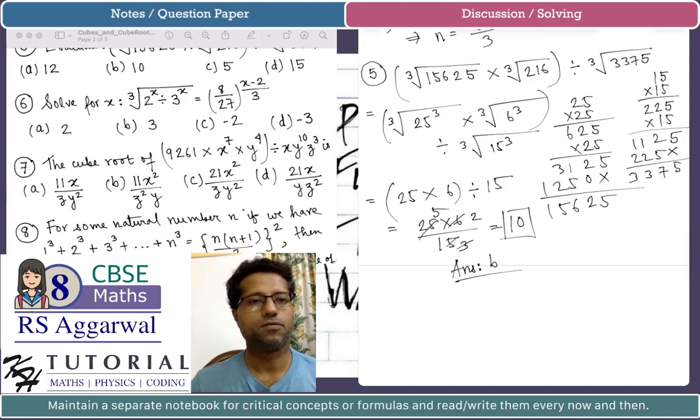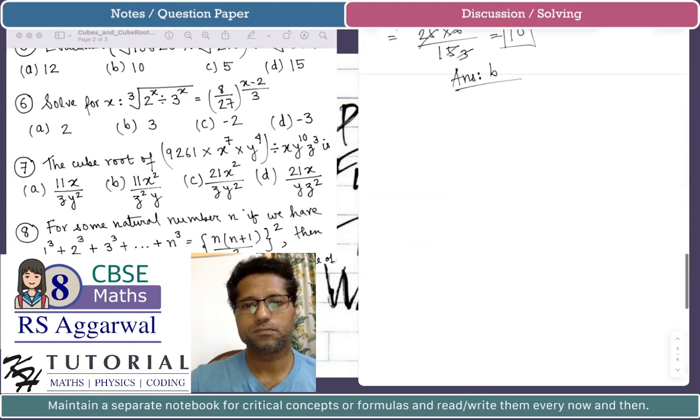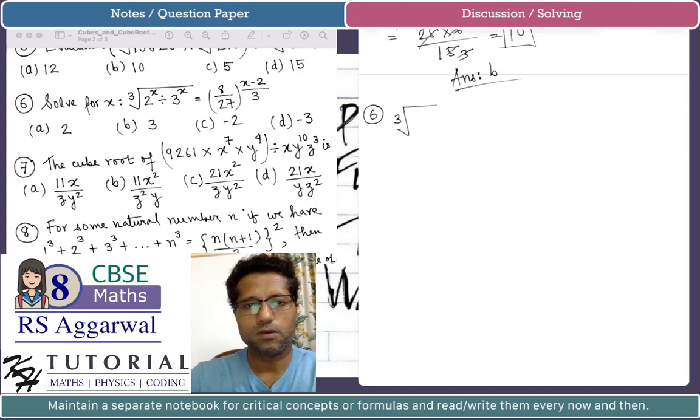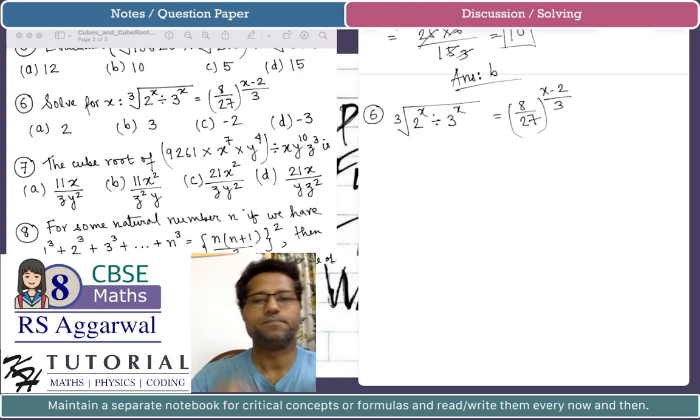Let's solve question number 6. Solve for x. Okay, so the equation is the cube root of 2 to the power x divided by 3 to the power x is equal to 8 by 27 raised to the power x minus 2 divided by 3.